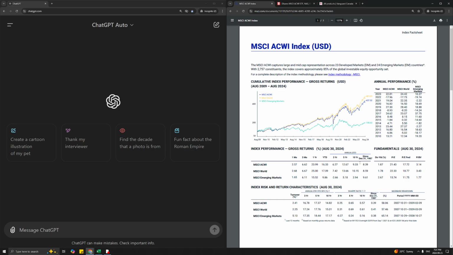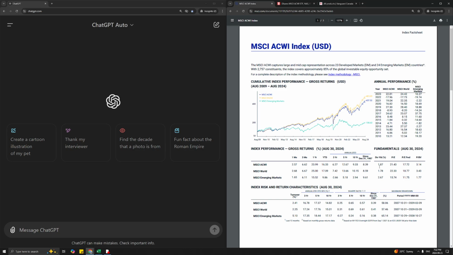Annualized return: 10.15% for the last 10 years. That's pretty savage, to be honest. If you had this fund, your money would have almost 5x if you were in the world markets. And then if you were in the ACWI, you would have been like 4.4x.